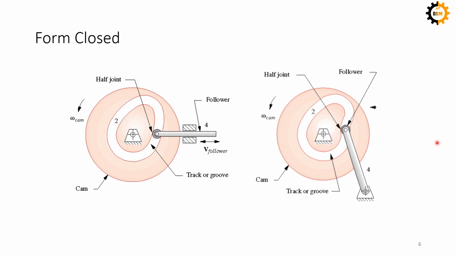What is the difference between these two? Of course, you can see that the left one has a follower which is translating. The right one has a follower which is oscillating or rotating. So you can see that within the same cam follower mechanism, you have to define more than one thing to completely classify it. So this right one is an oscillating follower mechanism. It is a form closed cam follower mechanism, and similarly, we will see that there are other ways of classification in the coming slides.